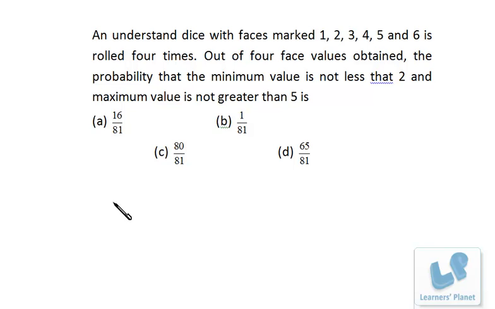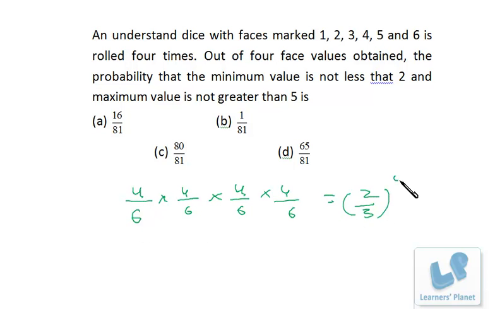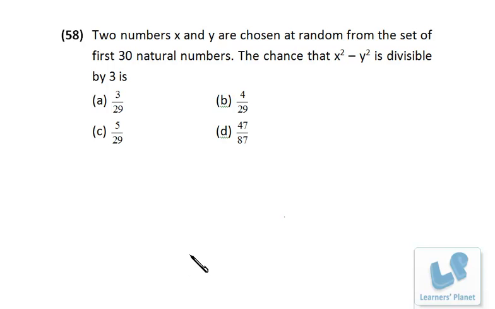For the first roll we have 4 out of 6. These are the favorable choices. Same for the second, same for the third, and same for the fourth, right? So that's 2 by 3 raised to 4, or we can say 16 by 81. Okay. Now let's see this problem.